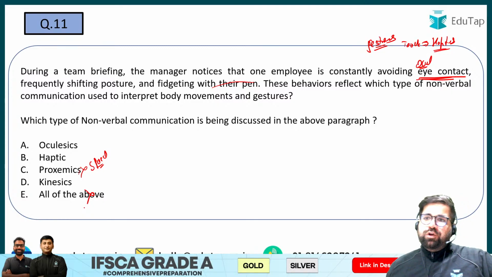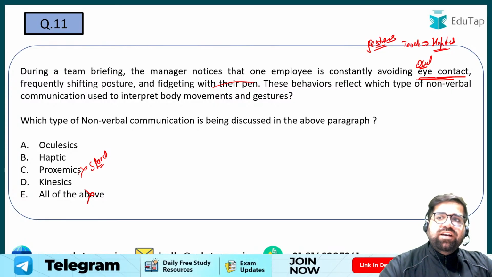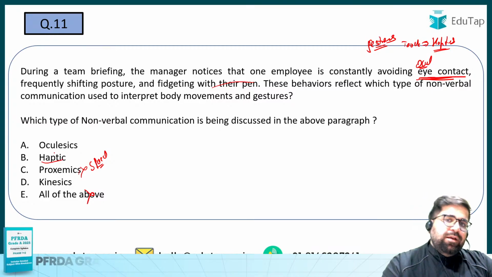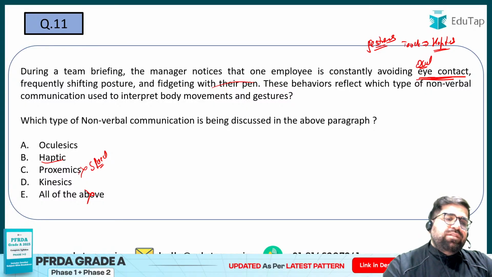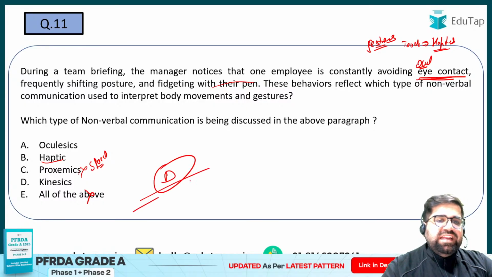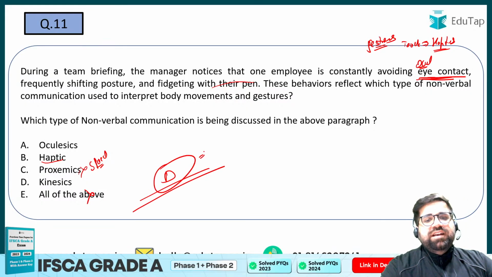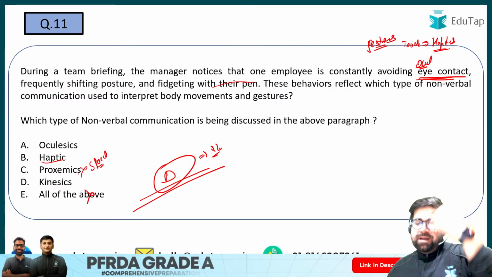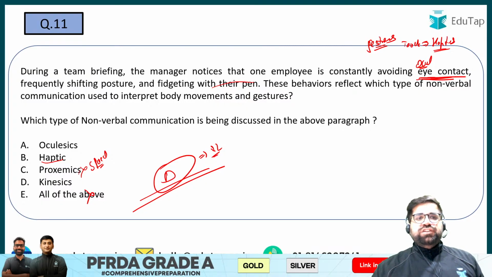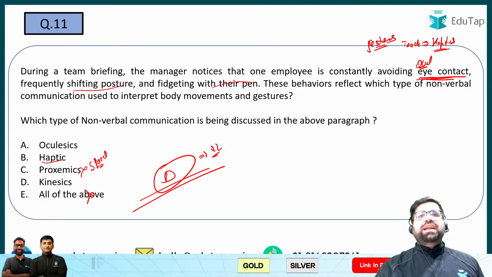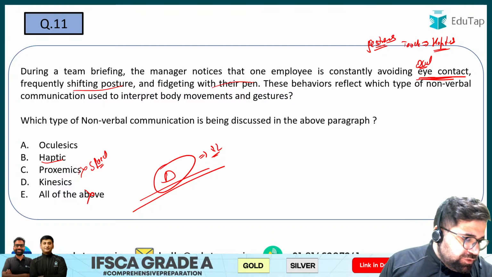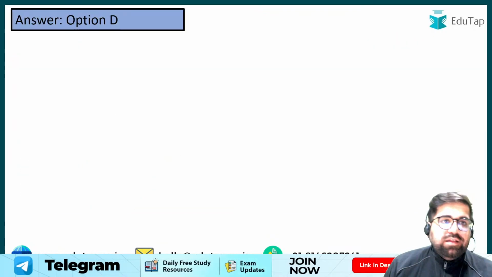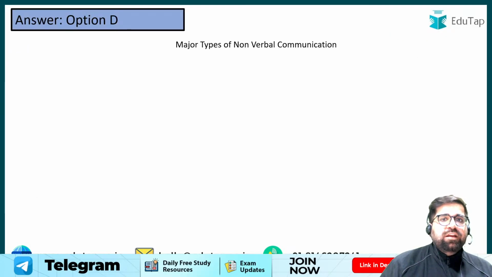Now, if only the eye is used, then it is oculics. If only touch of hand is used, then haptics. But if everything is happening at one time, then the answer will be option number D, which is kinesics. Kinesics basically deals with body language. If your eyes, your hands, and everything combined, and you are also frequently shifting postures, then the answer over here will be option number D, kinesics. Let me see in the answer also. Yes, it's option number D only, which is kinesics.